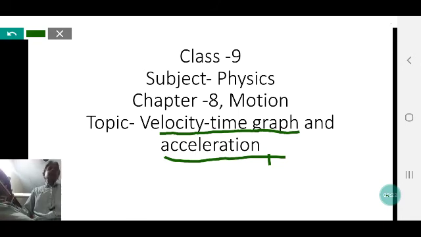In the first video I discussed in detail the graphical representation of motion. In the last video we discussed the distance time graph and its slope and more interpretation from the distance time graph. In this video we will study the velocity time graph and its slope and the acceleration. What is the relationship between velocity time graph and acceleration? That will be discussed in this video.